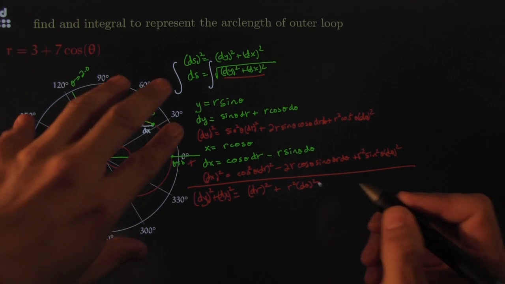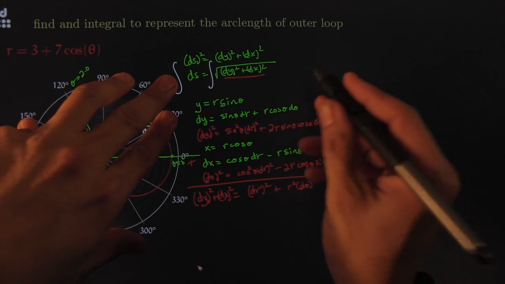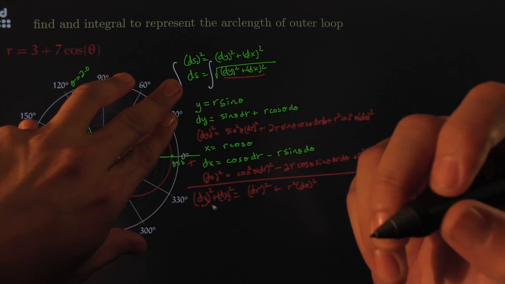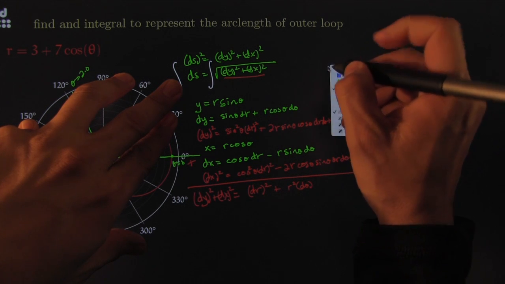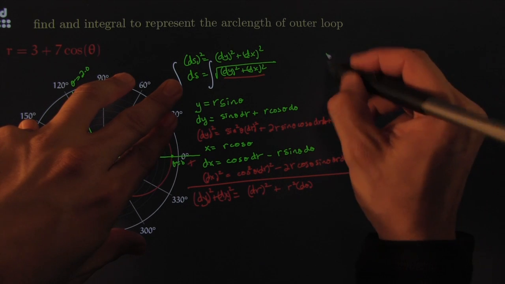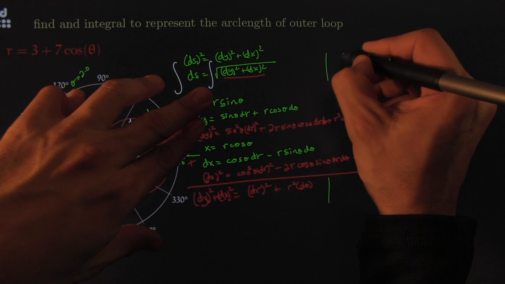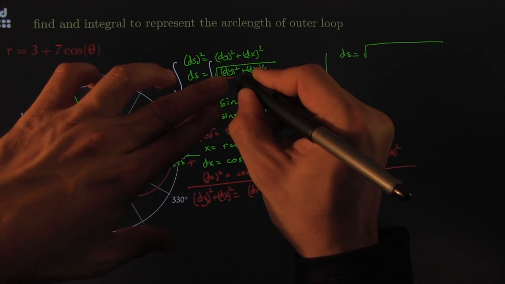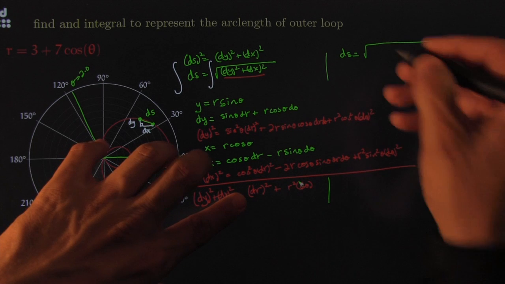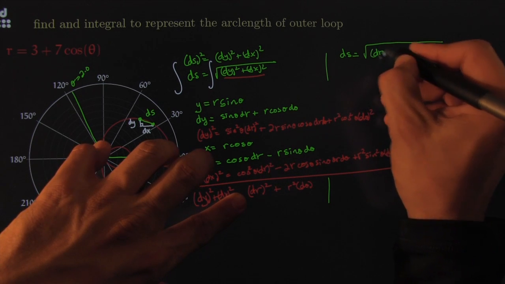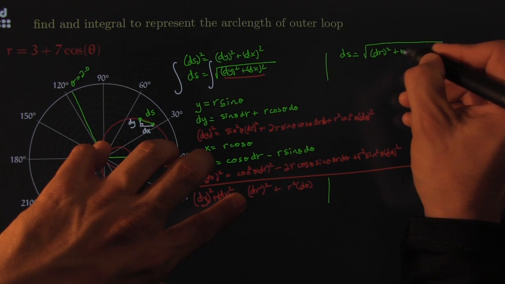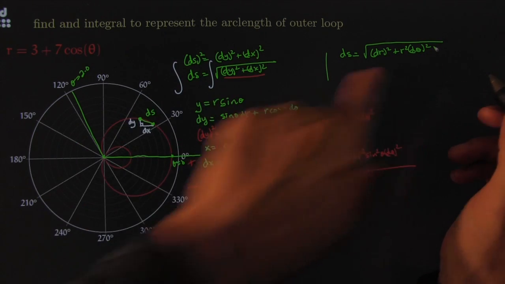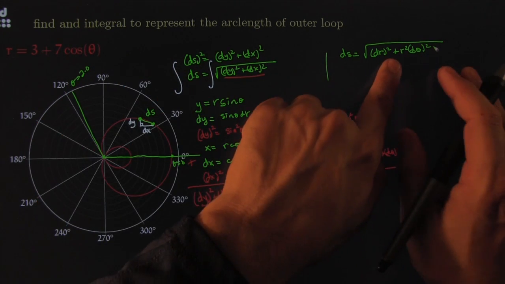Nice, huh? So going back to our original formula, this would give us that ds is equal to the square root of dy squared plus dx squared, but that's all that, so it would be dr squared plus r squared d theta squared. It's not bad, at least I've got it from x's and y's to r's and thetas.